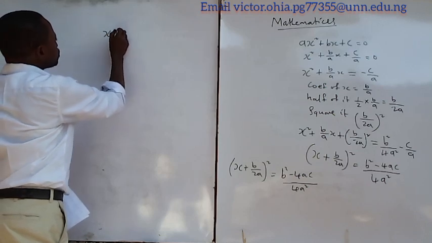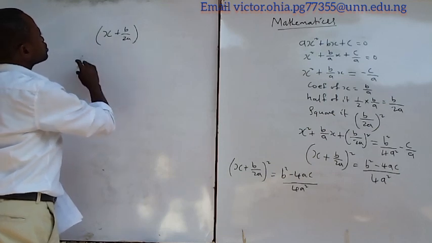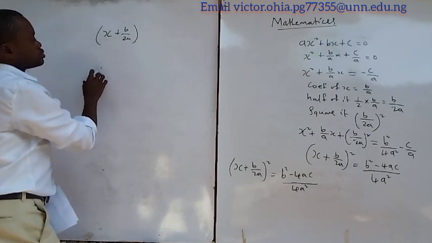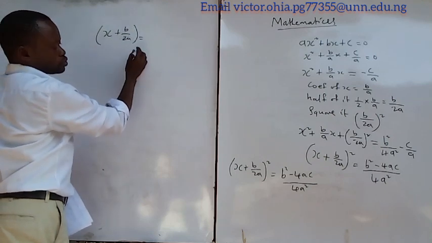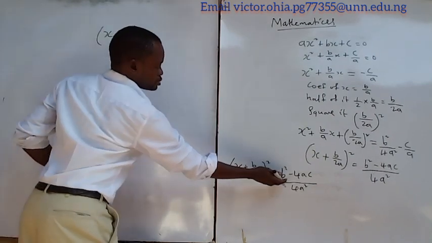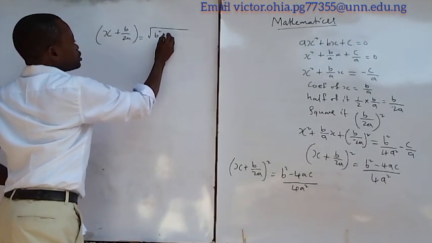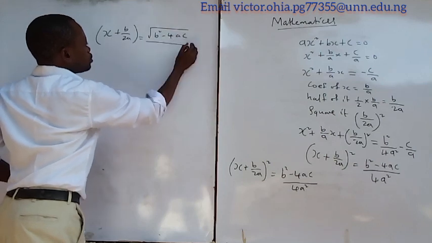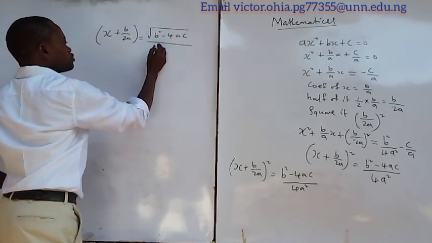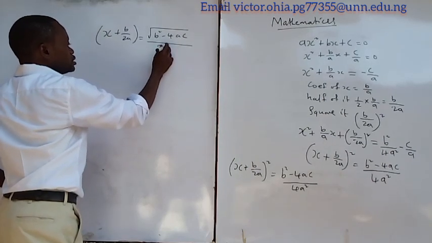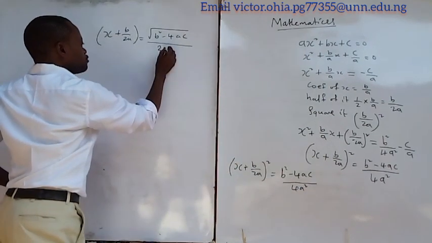x plus b over 2a equals, when you take the square root of this, we will have root b squared minus 4ac all over. You can have the square root of 4 and you can have the square root of a squared. So we'll write it as: square root of 4 is 2, and the square root of a squared, the square root will clear the square. So we will have a left.